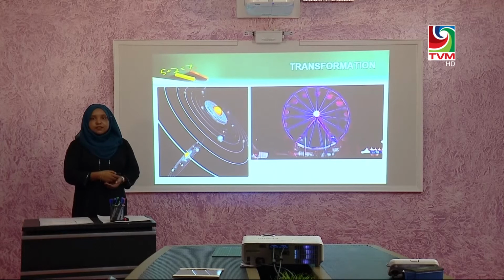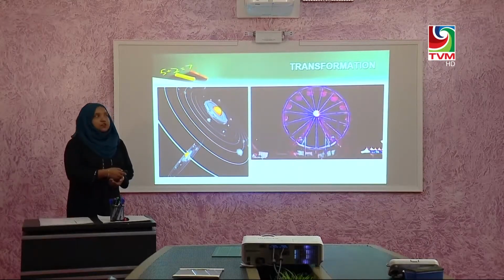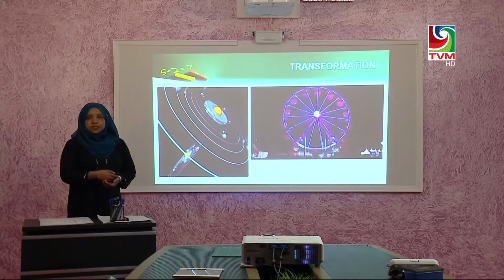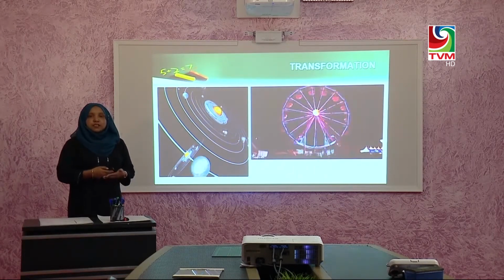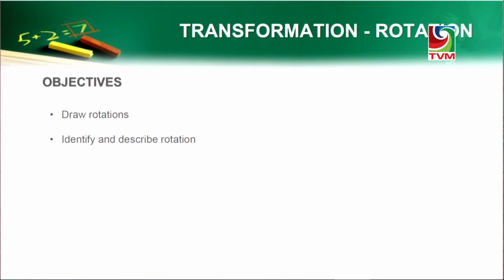Now by looking at these two diagrams, you know that today we are going to do rotations. The word rotation itself means turning of an object around a specific point. By the end of this lesson, you should be able to draw rotations, and identify and describe rotations.